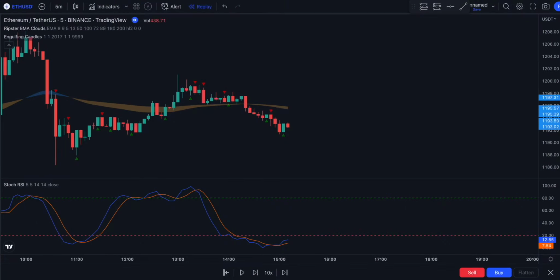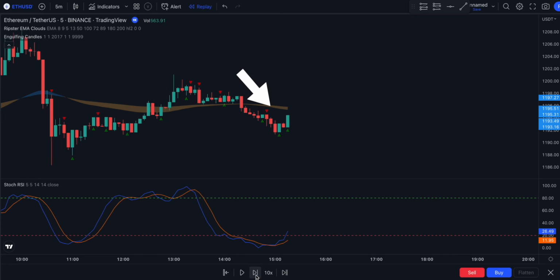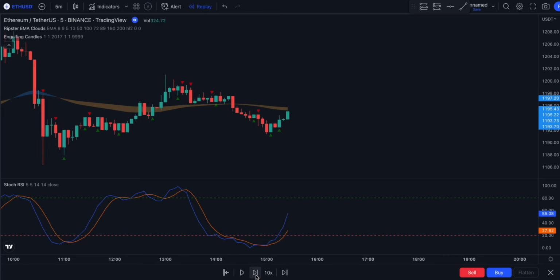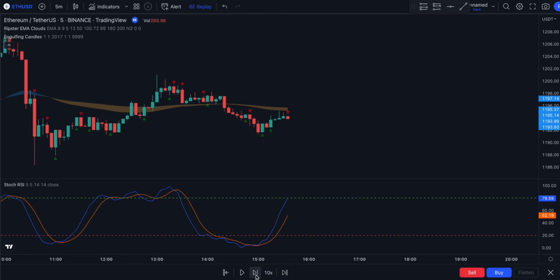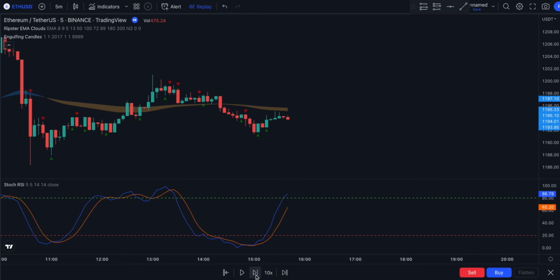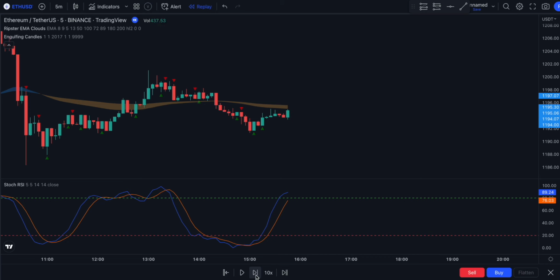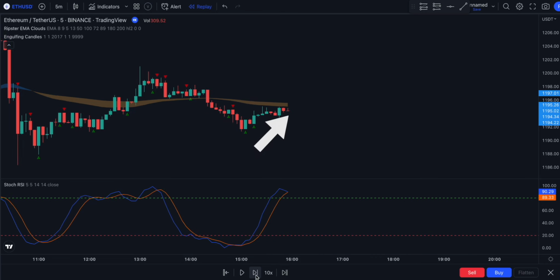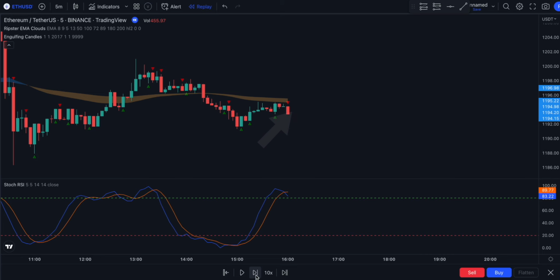Okay, now let's understand the rules for short positions. First, wait for the price to fall below the EMA cloud. The cloud will change its color to orange. Once the downtrend has been confirmed, wait for the market to retest the cloud. Keep in mind that the price should not close above the EMA cloud.